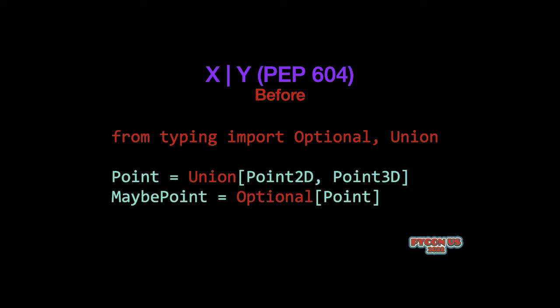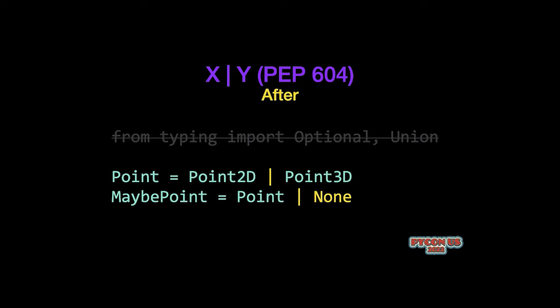Next up, one of my favorites is the ability to write union types and optional types, which is a variable or the constant None, using the pipe operator. So this eliminates a few typing imports from the typing module. So no more import from the typing module, and you don't have to type as much either, because instead of writing Union, you can use a pipe. Instead of writing Optional, you can just say pipe None. Works great, is explicit.